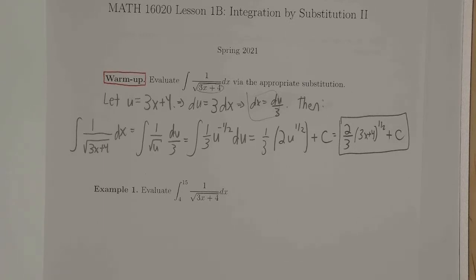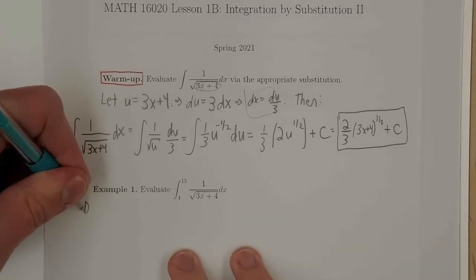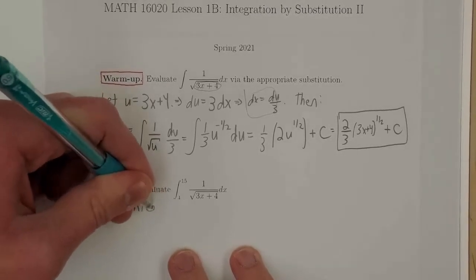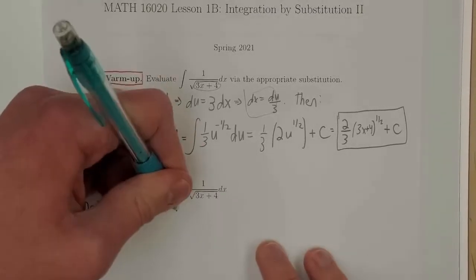Okay. So, with this next example here, I see some of you starting to work on it already, so I'm going to stop you right there before we go too far. So in this case, we have evaluate the definite integral from 4 to 15 of the same function. Now, I'll go ahead and write that here. So definite integral of the same function.